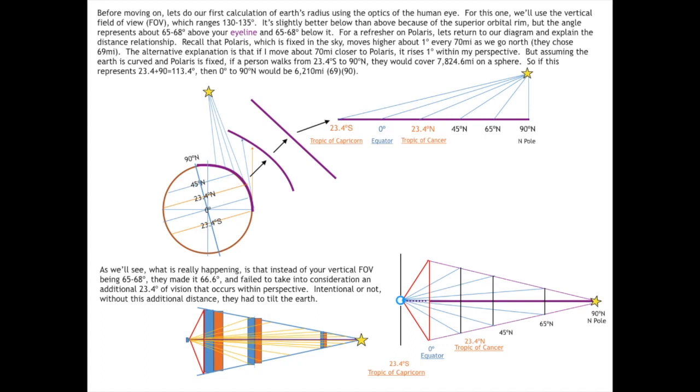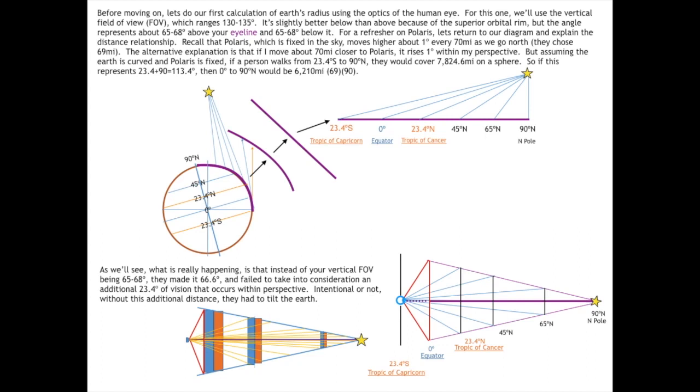So if this represents 23.4 plus 90, or 113.4 degrees, then 0 to 90 degrees north would be about 6,210 miles, or 69 times 90. So you can see we've just taken this globe representation, they've tilted it to a fixed, unmoving Polaris, thinking that they are moving across the Earth to keep the fixed object within view going 1 degree every 69 miles.